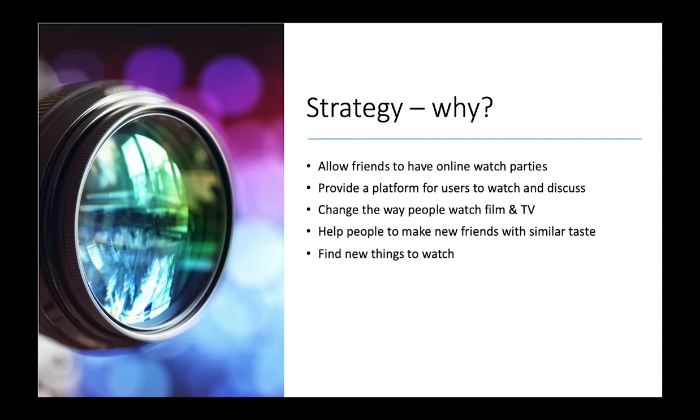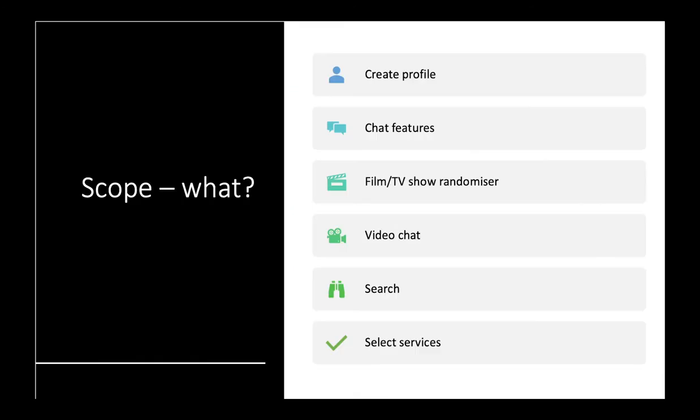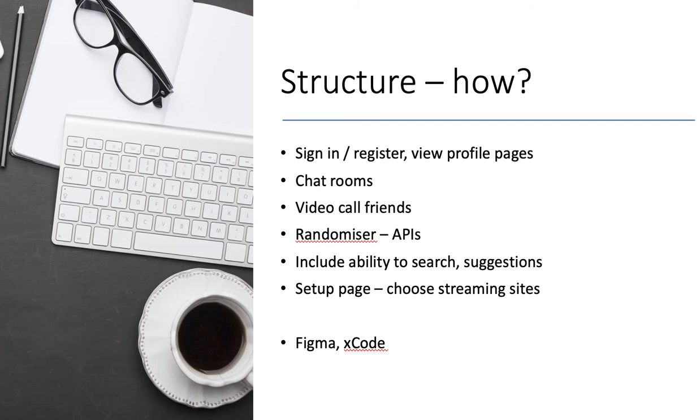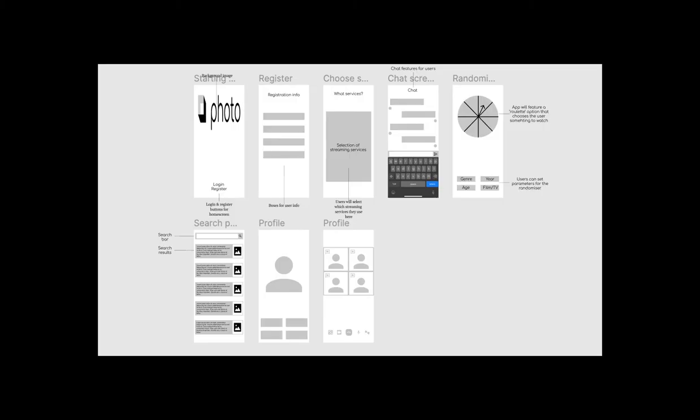The strategy plane: why am I building this app, and what I want my target audience to be able to accomplish. The scope is what features would actually be needed to fulfill the strategy plane, and then the structure is how these features would be included in the project. The last 2 planes are visual.